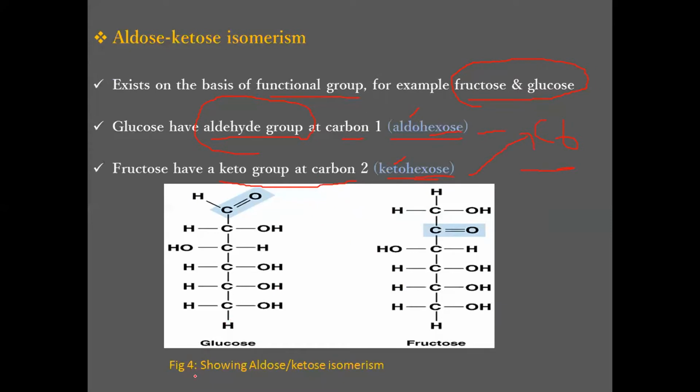In figure 4, aldose and ketose isomerism is given. This is glucose, and you can see in glucose the functional group is an aldehyde group, and this is fructose, and in fructose you can see at carbon number 2 a ketone group is present, so it is a ketohexose, because both have 6 carbons but the functional groups are different. Glucose has an aldehyde functional group and fructose has a ketone functional group. So this is aldose-ketose isomerism.